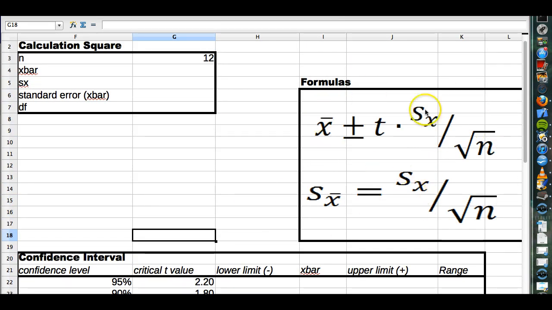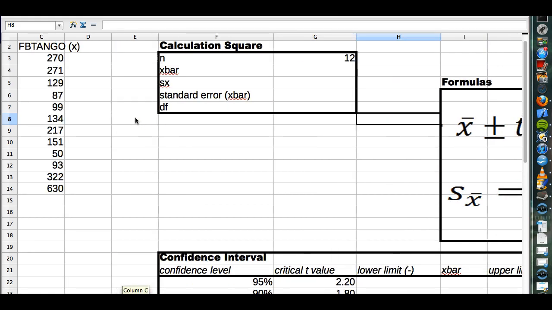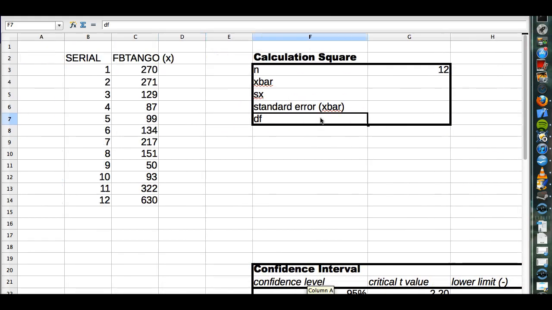We have pretty much the same formula for the confidence intervals, except we're using t-values here because we're using a different theoretical probability distribution. But as before, we're going to need our average, which is the center point of our interval. We're going to need the standard deviation and the square root of our n in order to calculate this standard error, which is a part of the formula for the confidence interval. We will also be calculating the degrees of freedom, but I'll talk more about that in a second.